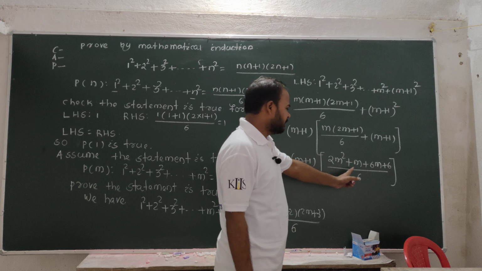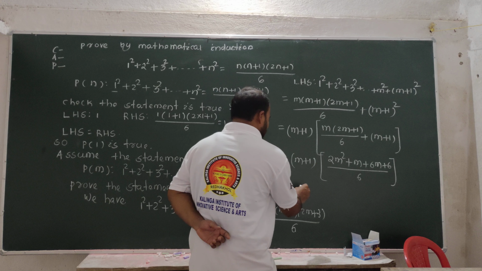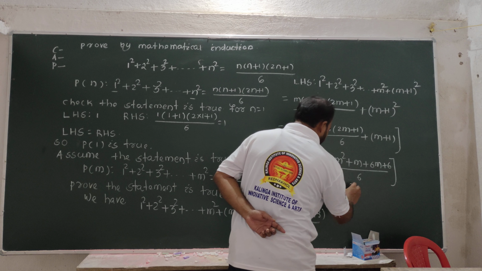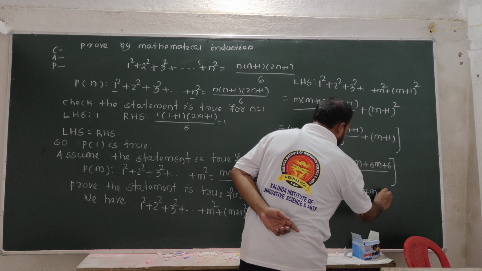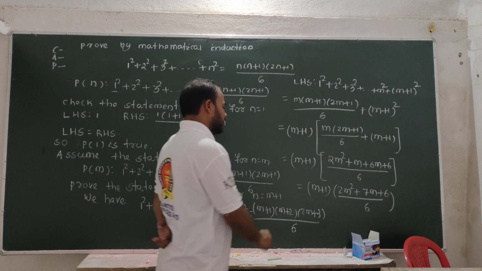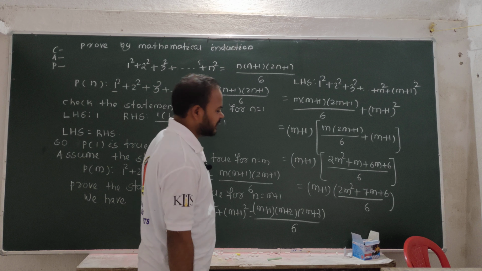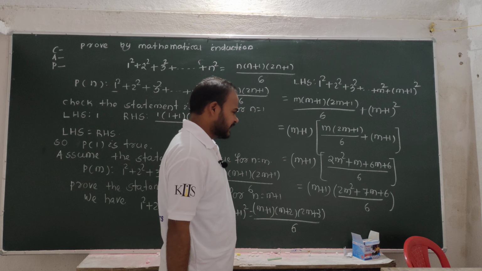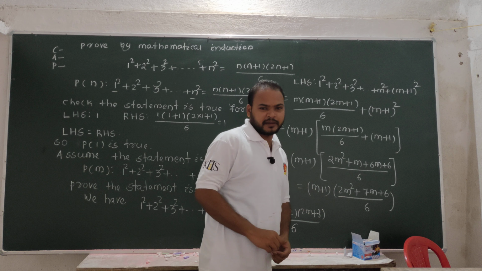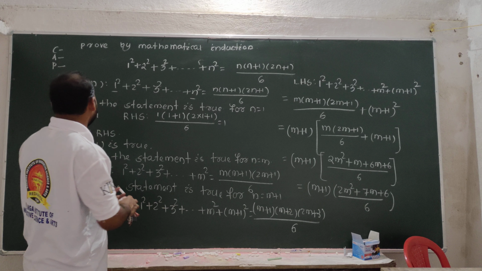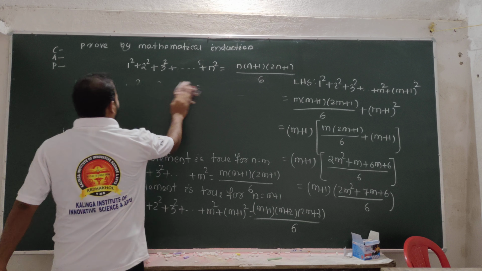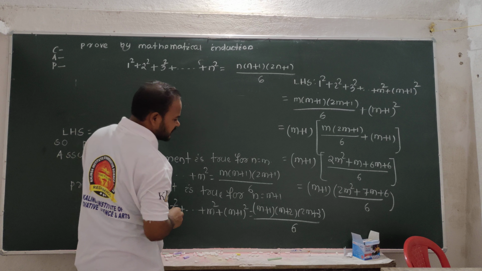Now m plus 6m is 7m, and this is equal to m plus 1 into 2m square plus 7m plus 6 upon 6. If we factorize 2m square plus 7m plus 6, again it is equal to what?